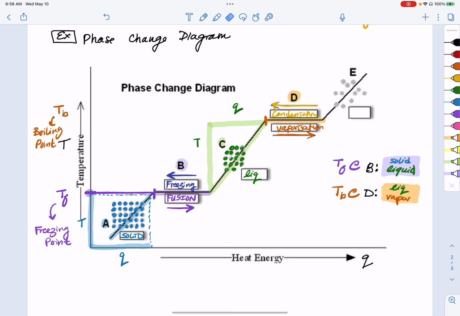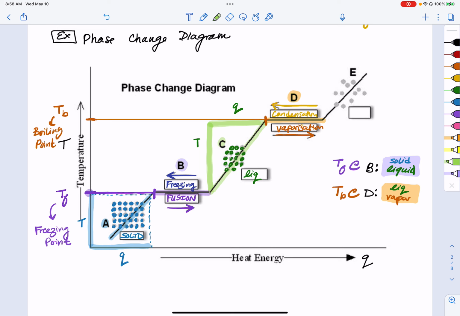This is so horrifically not a straight line. I'm so sorry. Okay, is this any better? It looks a little better. Okay.